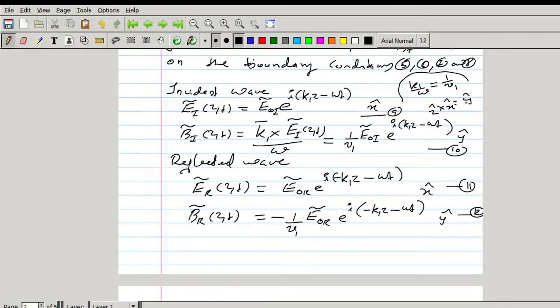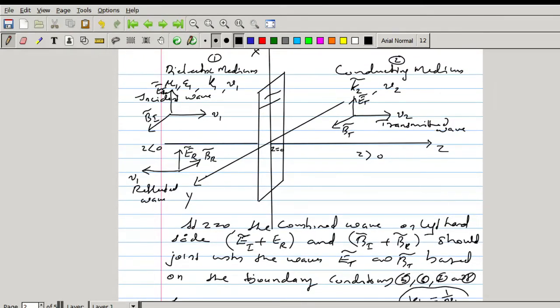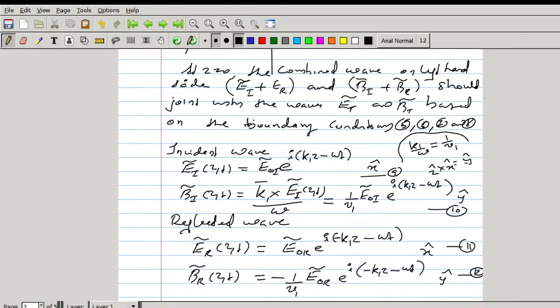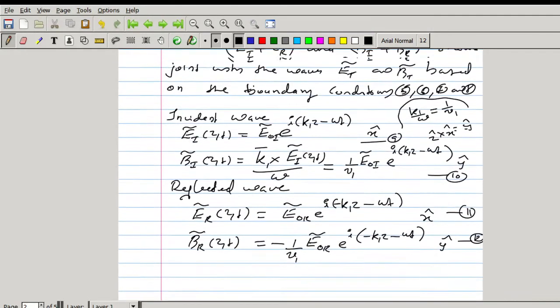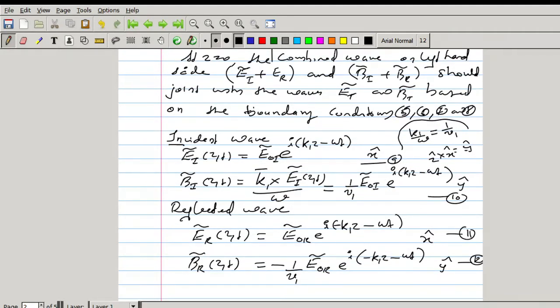That's why in the figure we have written that BR is along the negative y direction. BI is along the positive y direction, and BR is along the negative y direction. So this is the case with the reflected wave. This one is the incident wave, and this is the reflected wave.